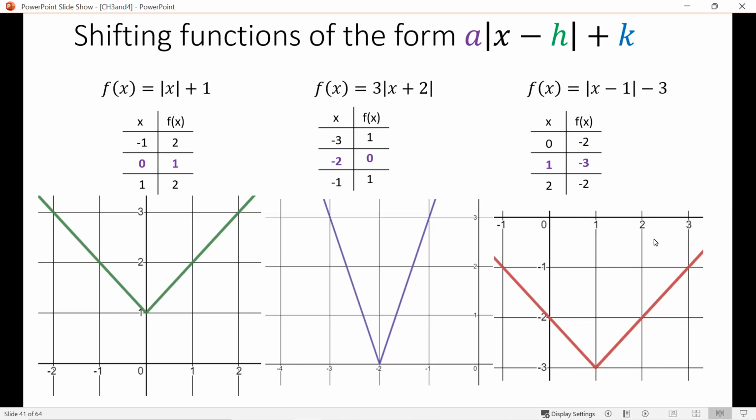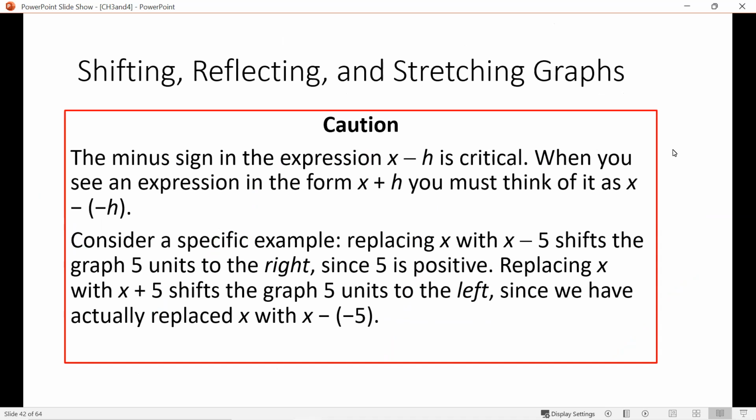Okay, so that's how these shifts work for all these different functions. Really do be careful that x minus h is critical. If you see an expression with an x plus h, you need to think of it as an x minus -h.